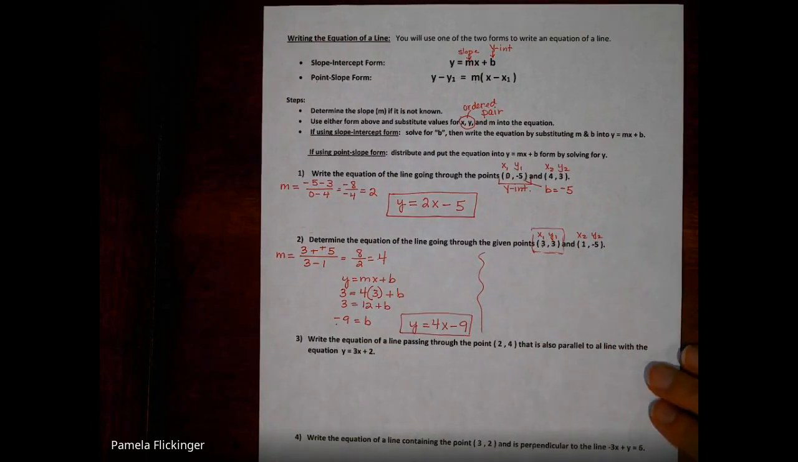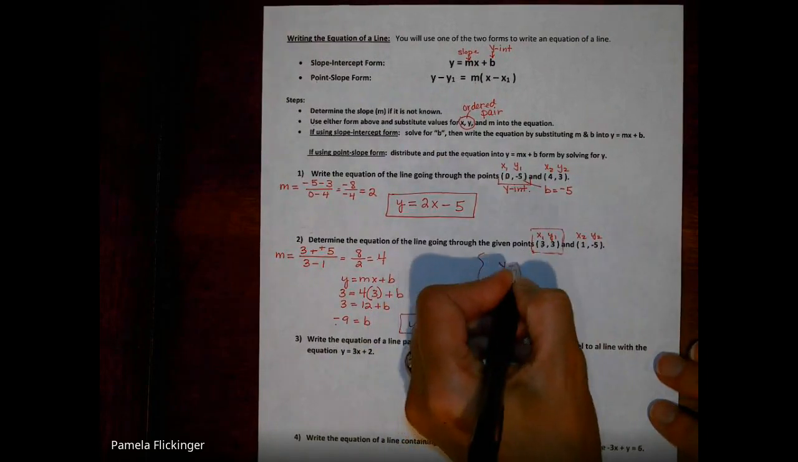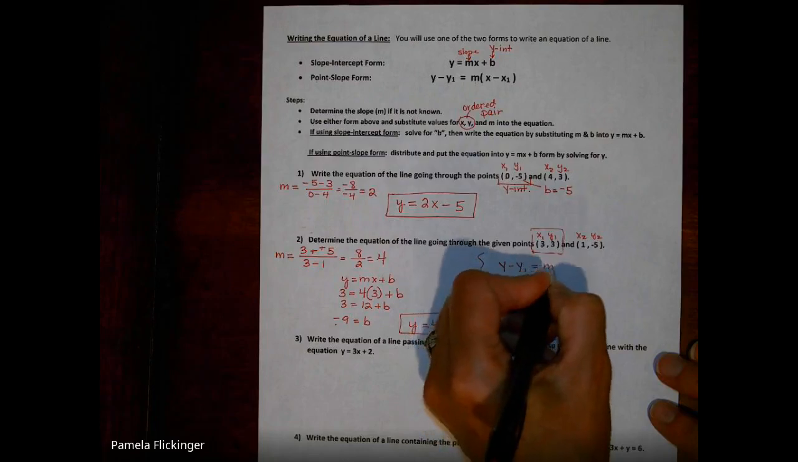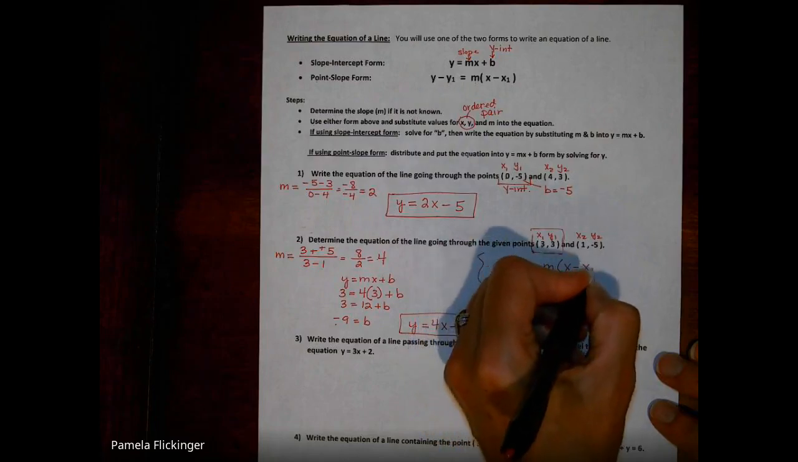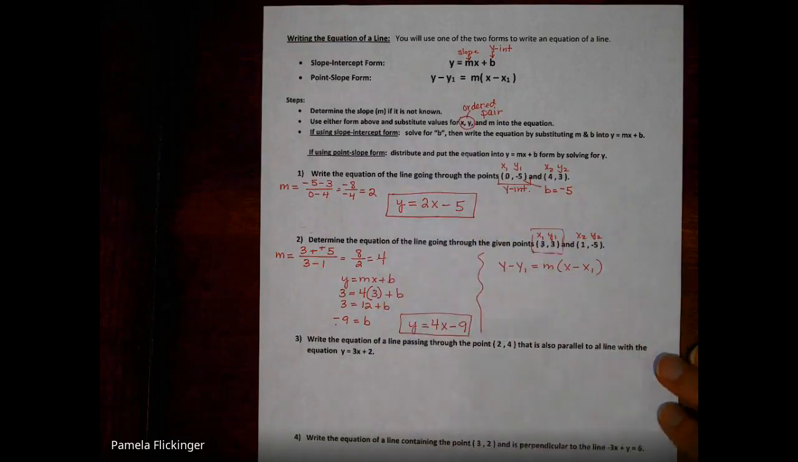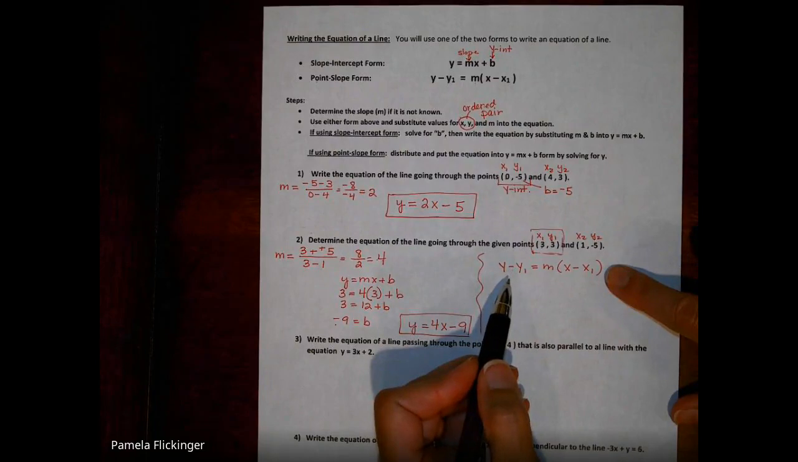Let's use the y minus y1 equals m times x minus x1. Now, you don't need to write that formula every time. You can write it with the numbers substituted in if you're going to use this method. Again, I encourage you to do this. It's just giving you a head start into Algebra 2, makes everything a little easier.